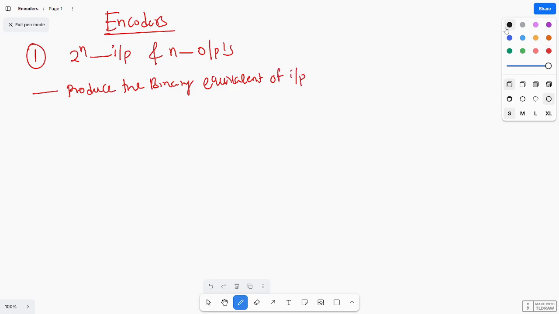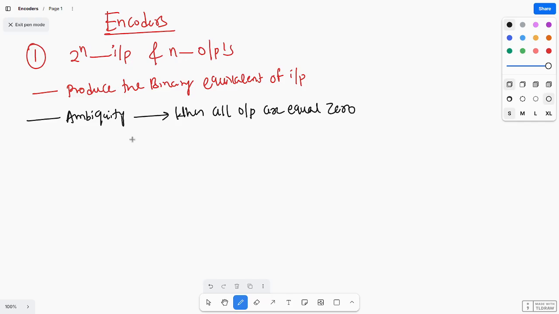Next, there are some ambiguities in encoders. What are these ambiguities? We can also call them limitations or disadvantages. When all outputs are equal to 0, we can't find out which input is selected. So when all outputs are equal to 0, this is one ambiguity.